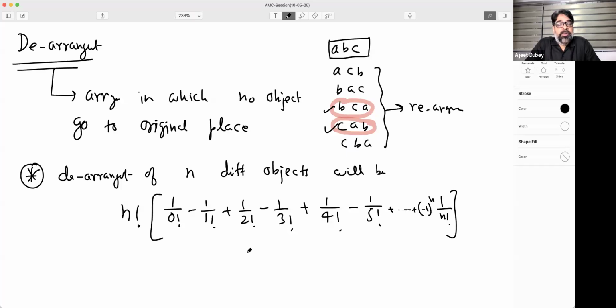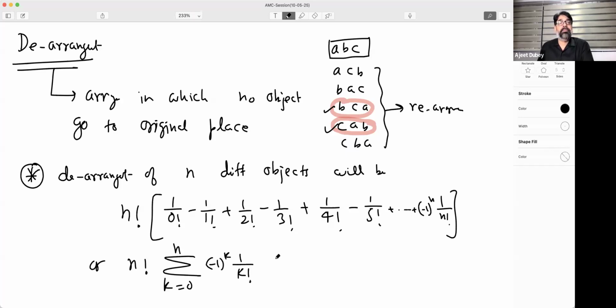Did you understand? It's very simple, very easy. Or, if you want to write it in the proper way, n factorial into sigma of minus 1 power k, 1 by k factorial, where k varies from 0 to n. Both are the same thing. I just wrote it in the form of sigma.